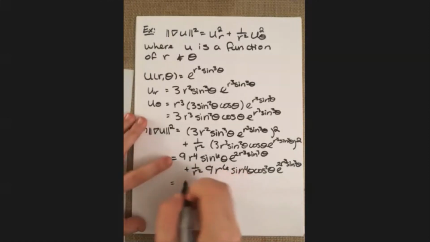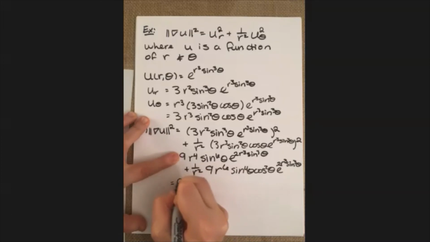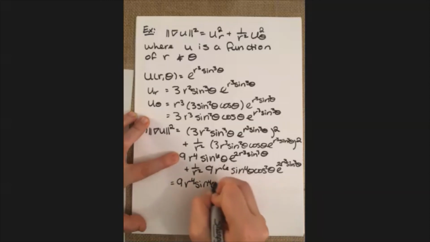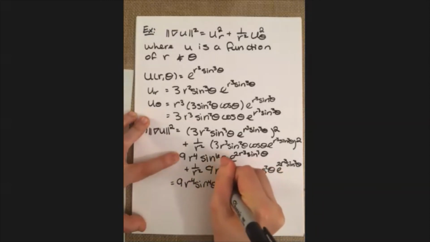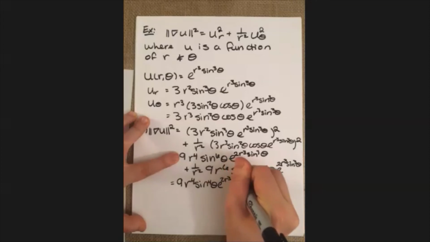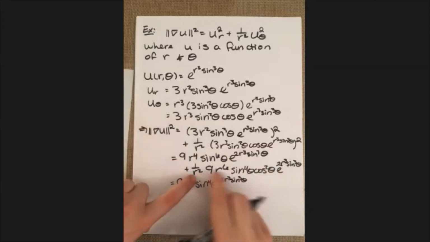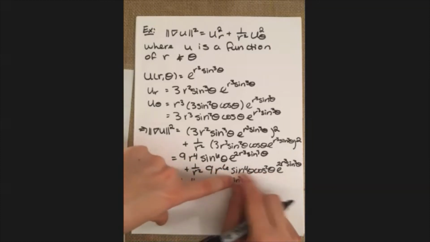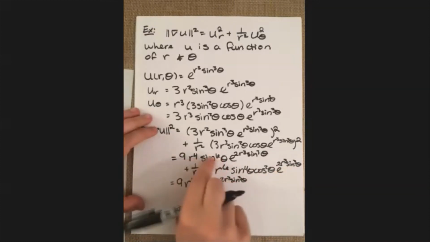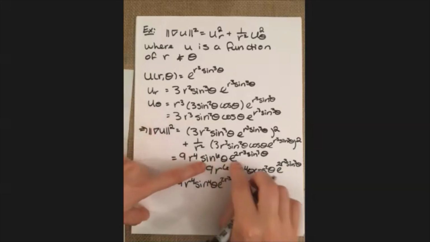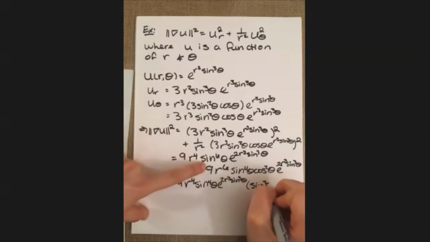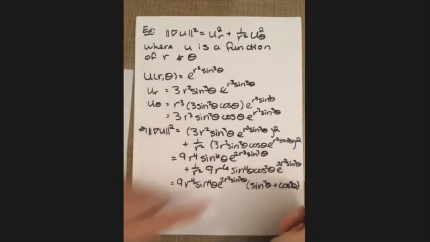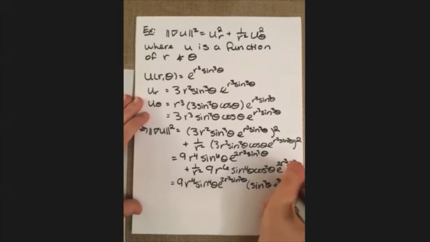So what we get as a result is 9r to the 4th sine to the 4th theta e to the 2r cubed sine cubed theta. Okay, so I pulled out the 9, the r to the 4th that's left here, the sine to the 4th that's here, this guy here, and then a sine to the 4th from there too. And we're just left with, this guy leaves a sine squared theta, and this guy leaves a cosine squared theta. Okay, so, well, that's just equal to 1.